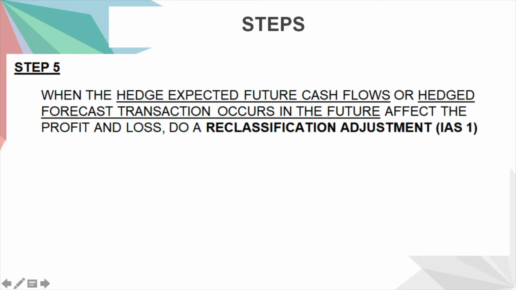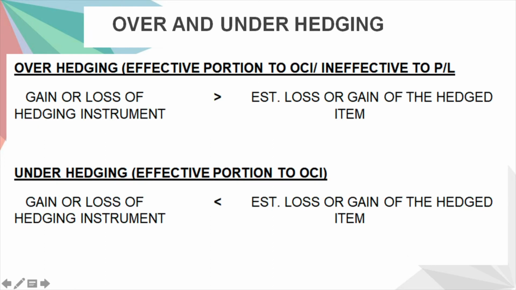And lastly, step 5: when the hedged expected future cash flows or hedged forecast transaction in the future affect profit or loss, we should make a reclassification adjustment according to IAS 1. So next, over or under hedging.